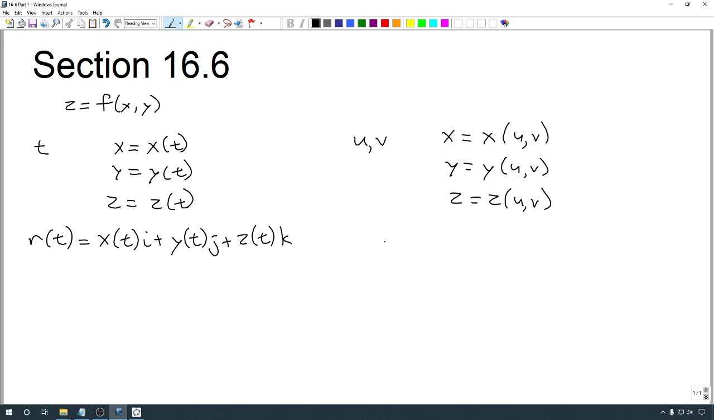And of course, we can have a vector valued function version of this as well, where r of uv has these components: x of uv i, let me go ahead and just write them down here, y of uv j, and z of uv k.